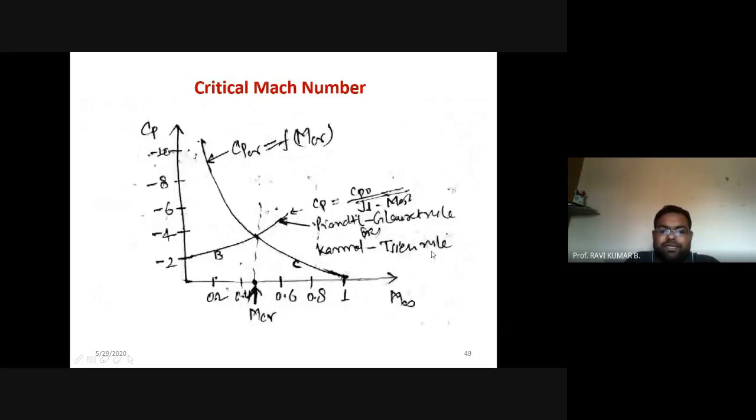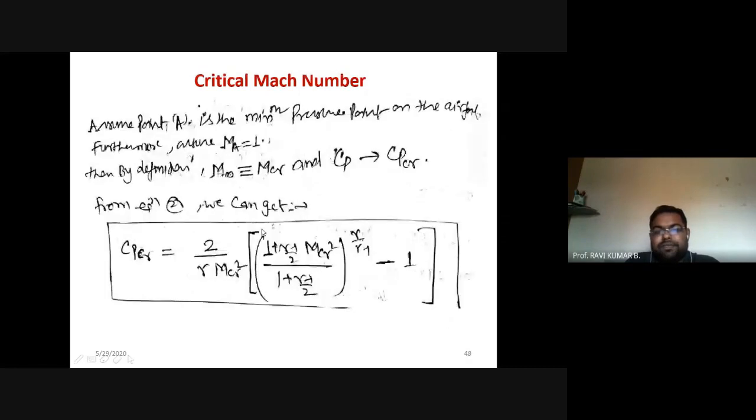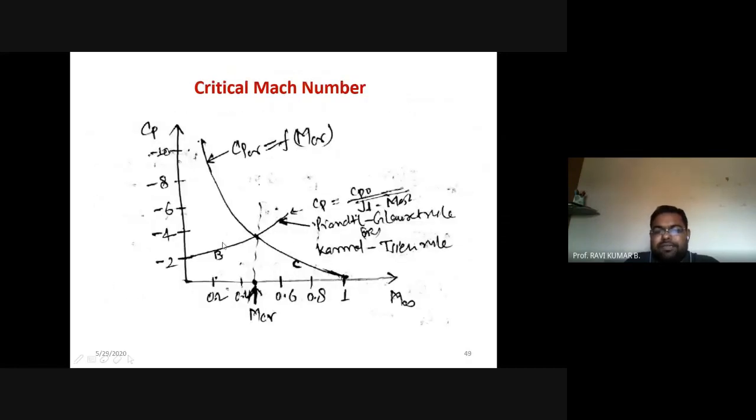So if I plot Cp versus the free stream Mach number, I will get this kind of variation for Cp critical. And this line is our Prandtl-Glauert rule, where Cp compressible is related to the Cp of incompressible by 1 over the square root of 1 minus M infinity squared. This is the Glauert rule, and this is the Cp critical curve. If I plot these two variations, the point of intersection of these two curves will give us the critical Mach number.